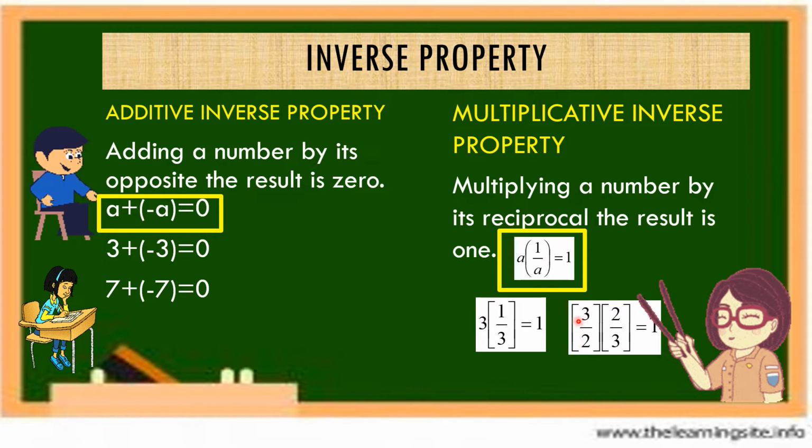Ano ang reciprocal ng 3 over 2? Ang reciprocal ng 3 over 2 ay 2 over 3. Pag minultiply natin ang 3 over 2 sa 2 over 3, ito ay magiging 6 over 6 and 6 divided by 6 is 1. Tandaan na kapag nag-multiply tayo ng number at ang kanyang reciprocal, ang sagot nito ay 1.